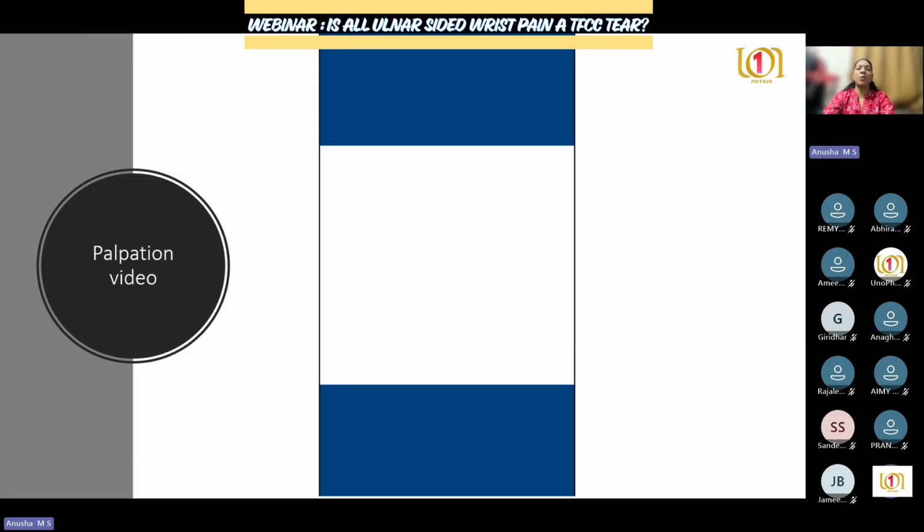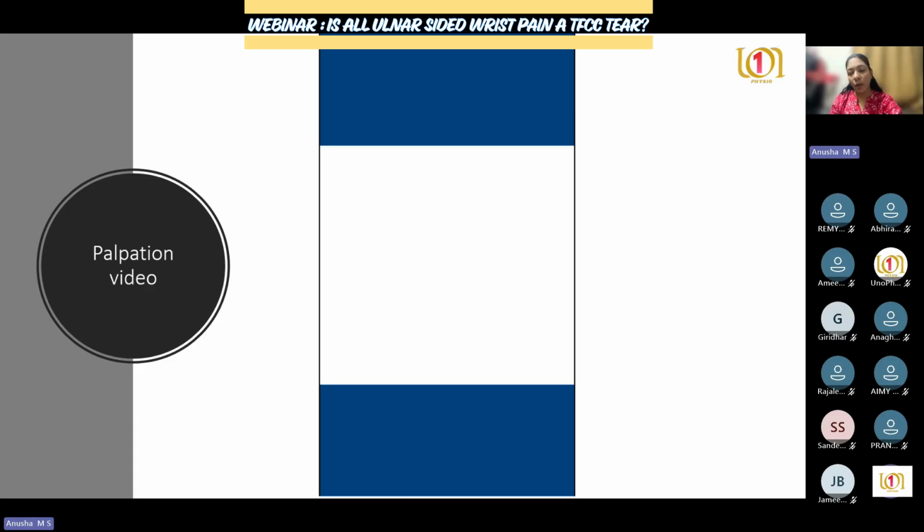Hope you are clear about the palpation. Just now we discussed how we palpate the carpal bones. Carpal bone palpation is very, very important because if you don't know how to palpate the bone, we cannot go for the examination of the bone and do the special tests. So it is very important to go through the video when you get time so that you will be thorough with the palpation.